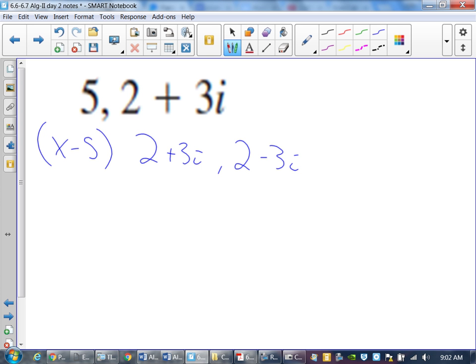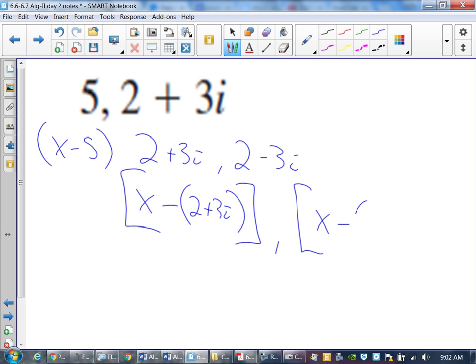If you use the same basic idea, these are zeros, and some term created them. Well, the term that created these would have been x minus 2 plus 3i and x minus 2 minus 3i.